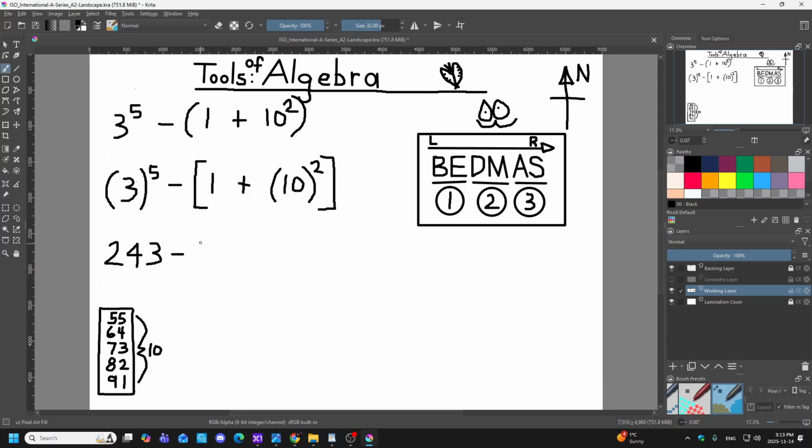Subtract 1. Let's see, double check here. Where am I here? 3 to the 5th, subtract 1 plus 10 squared. Yeah. 1 plus 10 squared. That's an easy one, right? 10 times 10. Multiplying these are so easy.